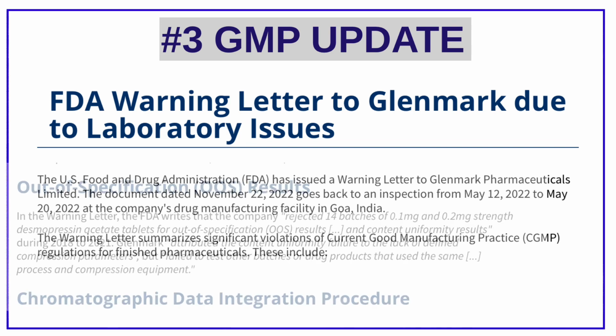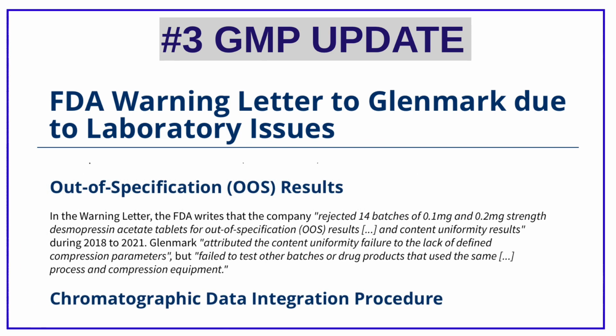In the warning letter, FDA has mentioned that the company rejected almost 14 batches of 0.1 mg and 0.2 mg strength of desmopressin acetate tablets due to out of specification results in the content uniformity test. These 14 batches were rejected during 2018 to 2021, and the root cause for the content uniformity failure was concluded as lack of defined compression parameters. But the firm failed to test other batches of the drug products which were manufactured using the same process and compression equipment.